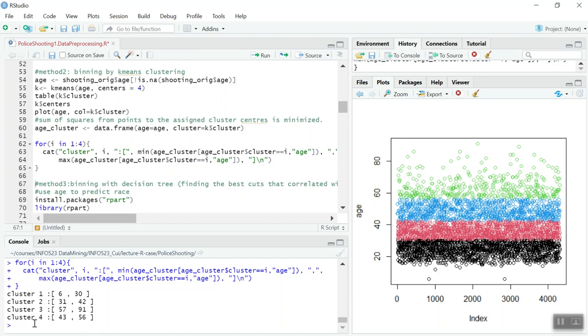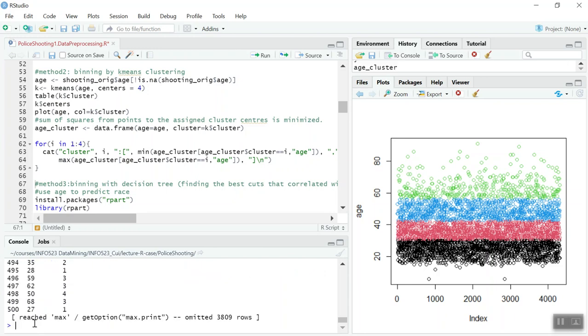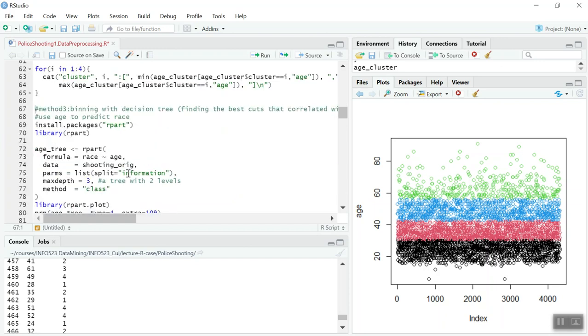It's going to be helpful for you to look at what's in the age cluster. What we did is merge age and the cluster label, so every observation now has a cluster label. And now here we can find the minimum and the maximum for the range of each of the clusters.